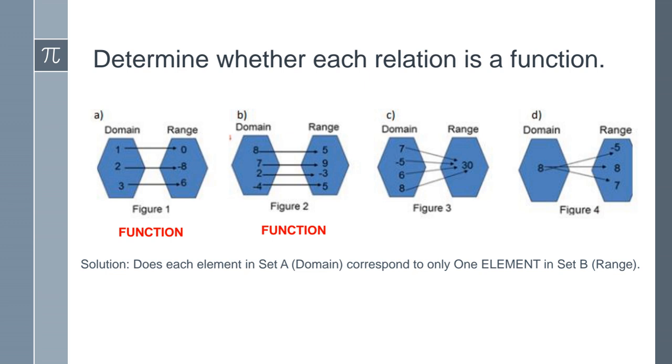But let's look at C here. C says that 7 is represented to the 30. -5 is also represented to the 30. And 6 is also represented to the 30. And 8 is also represented to the 30.